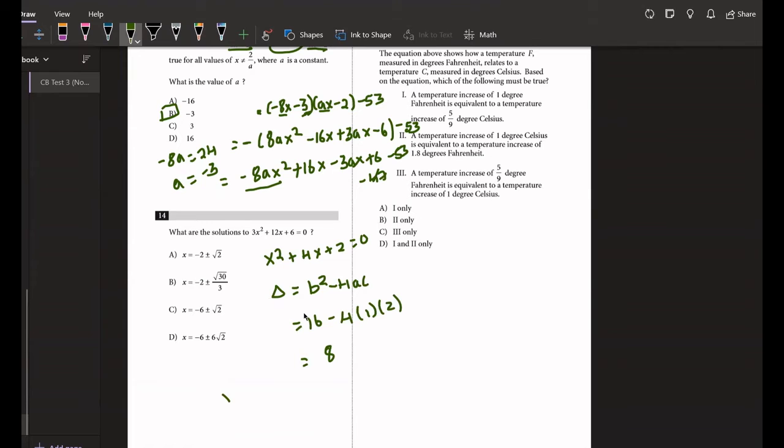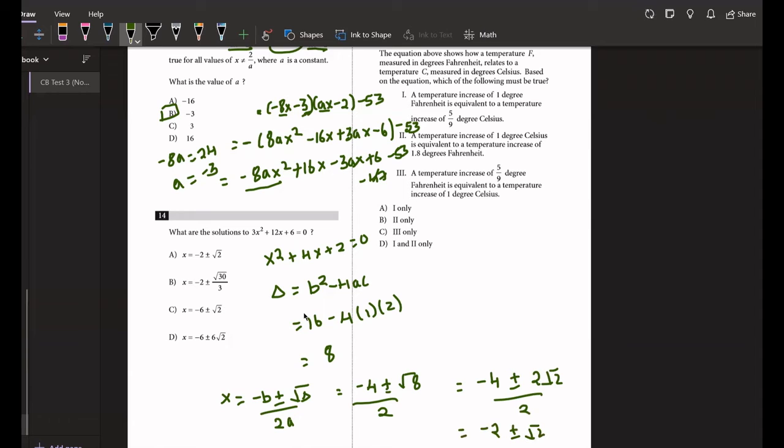And to find the value of x, we use this equation, minus b plus or minus root delta over 2 times a. Minus b is minus 4 plus or minus root 8 over 2. Root 8 can be written as 2 root 2, over 2. You can divide by 2, so that would be minus 2 plus or minus root 2, which is option number A, right?